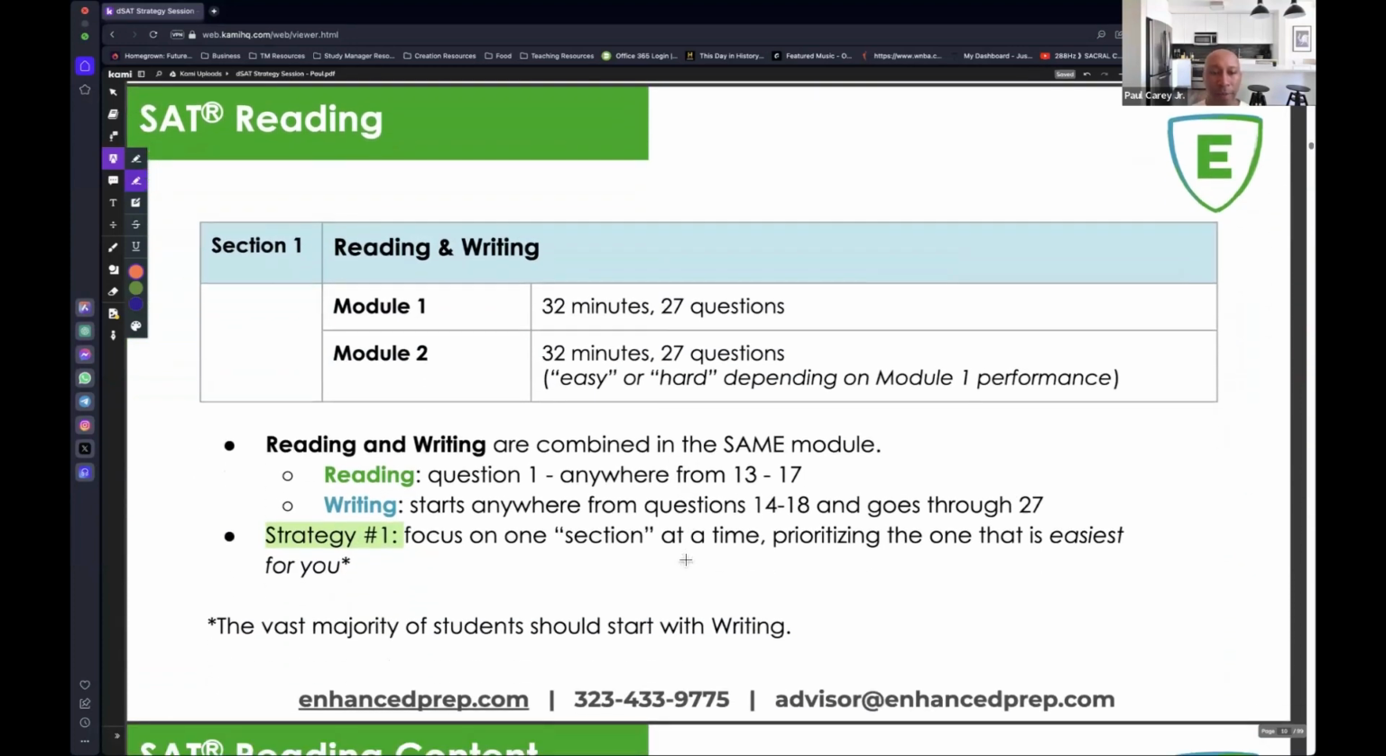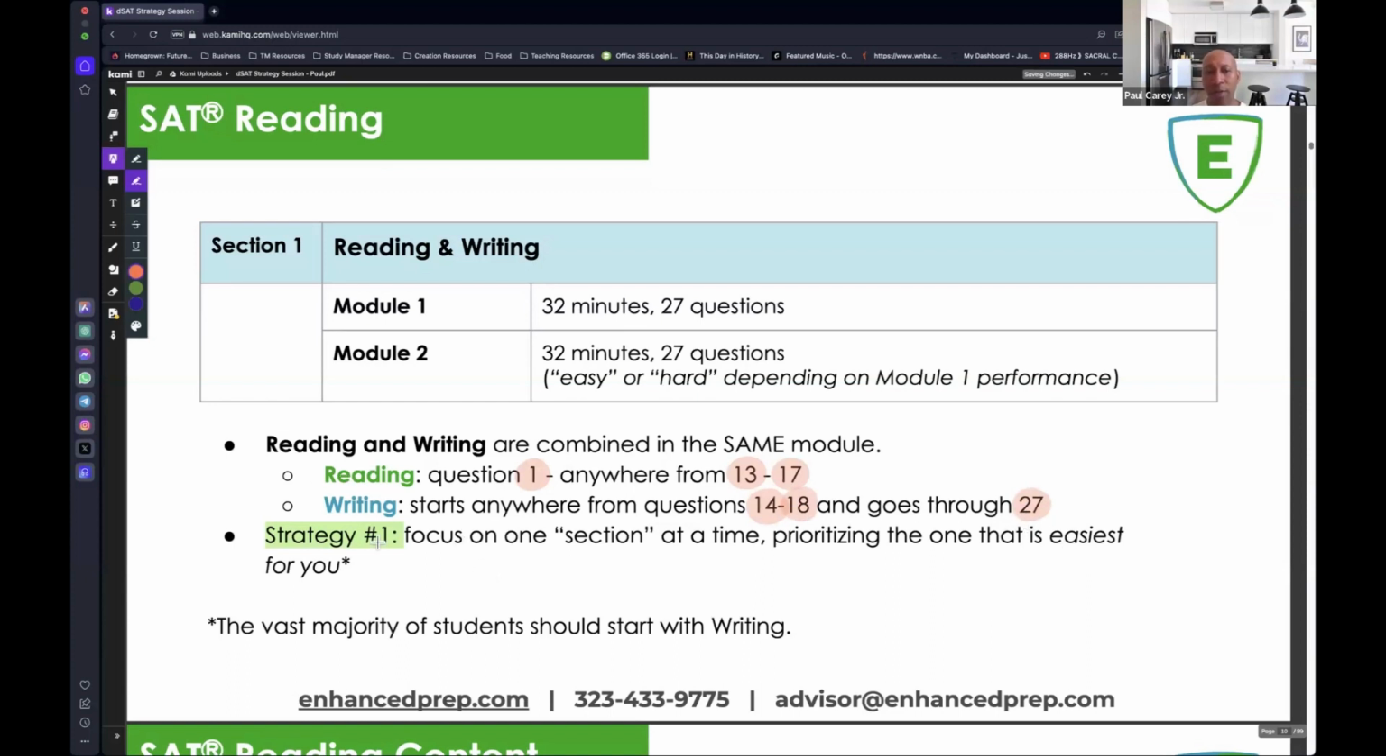All right, so let's jump into the SAT reading and writing portion. As we said before, there's going to be those two modules. One of the things to keep in mind, though, is that these are combined in the same module now. The reading is always going to come first. The writing is coming second. So the reading is going to typically go from question 1 to around question 13 to 17. And the writing is going to start anywhere from question 14 to 18 and then go through 27.